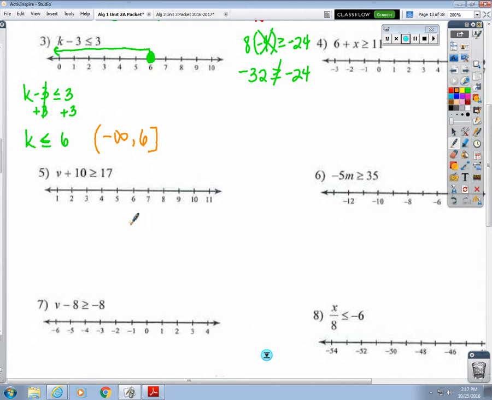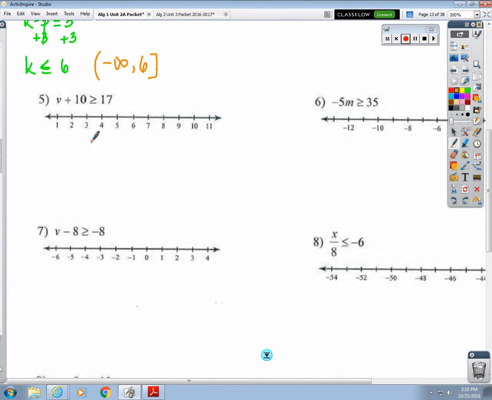Okay, why don't you take a second and try number 5 before I go. Alright, number 5. The first thing you should have done is rewrite it so that you actually have some room to solve it. Correct. We're going to subtract 10 on both sides to get it away from the v. And so v is greater than or equal to 7. That means all the solutions to this inequality have to be 7 or greater. So like 7, 8, 9, 10, 11, 12, 13, all the way to infinity.